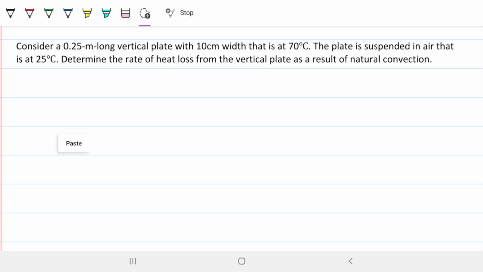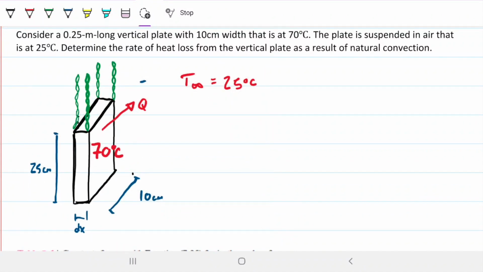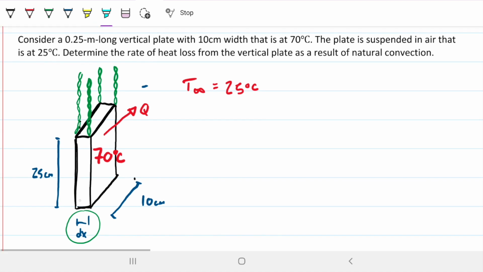So I have a little drawing that I did of the situation here. We have our vertical plate. I've suspended it in these green chains here. It has 10 centimeters width and 25 centimeters, or 0.25 meters, height. Note that they're only giving two dimensions because one of the dimensions is negligible. It's very small, so like on the previous problem, we're not considering this side or this top part either. So those are negligible.